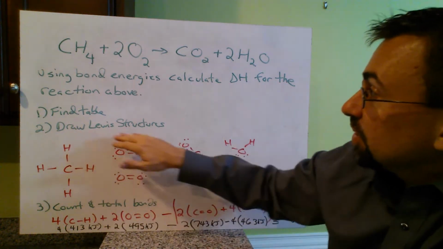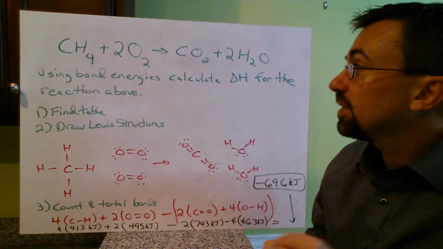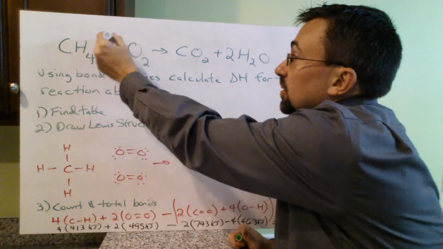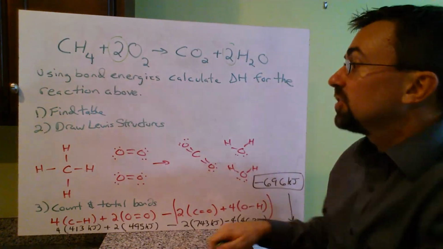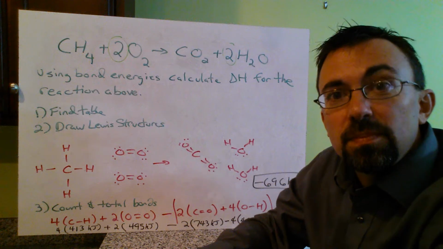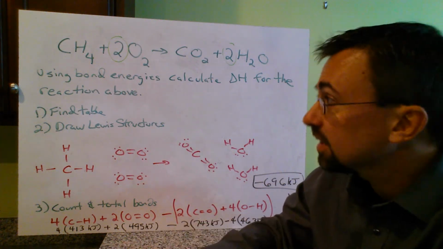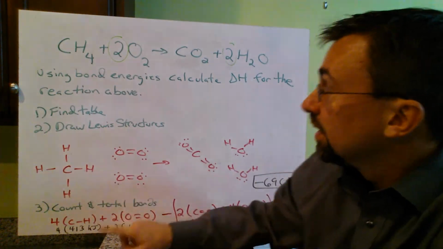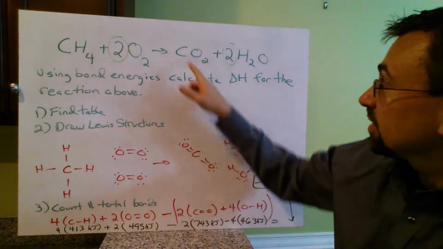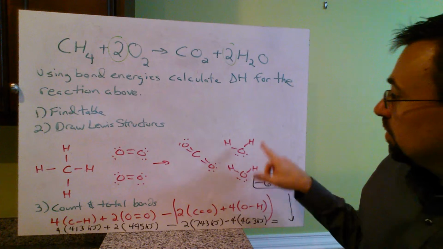Draw the Lewis structures for each of these. And this is one thing that's going to be different from what we've done historically in this class: if there's 2, I want you to draw it twice. It may seem dumb, it may seem tedious, there's a reason for it, we'll get to that in a second. So I'm going to draw CH4, O2, CO2, and 2 waters.